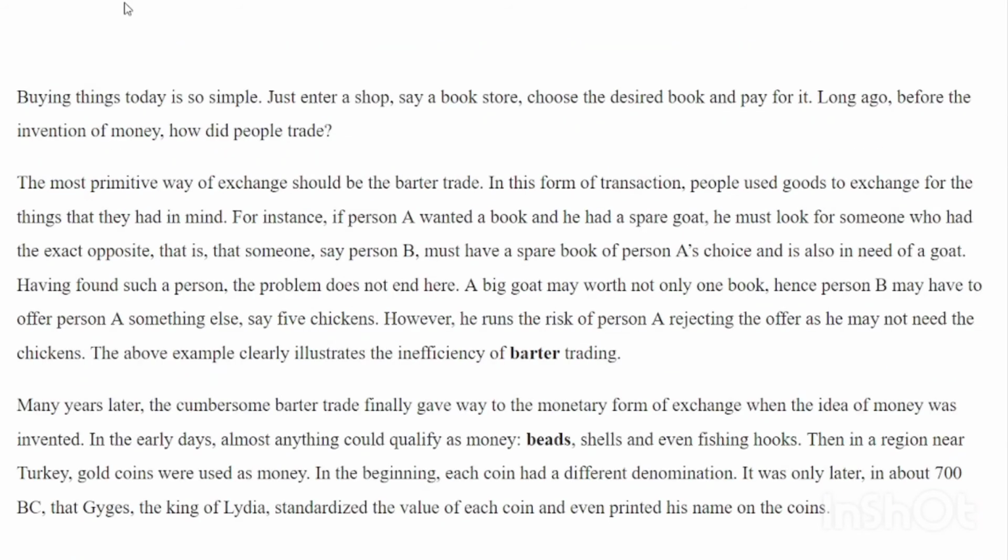So, why I said to look at the first paragraph and the last paragraph, keep in mind, the first paragraph said buying things today is so simple.